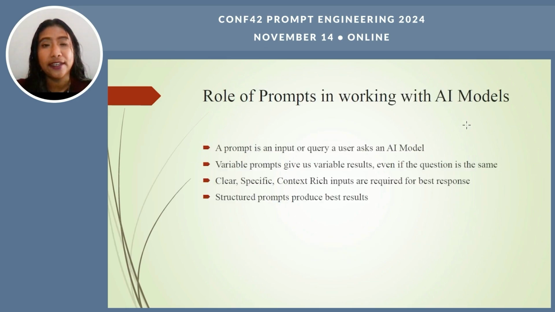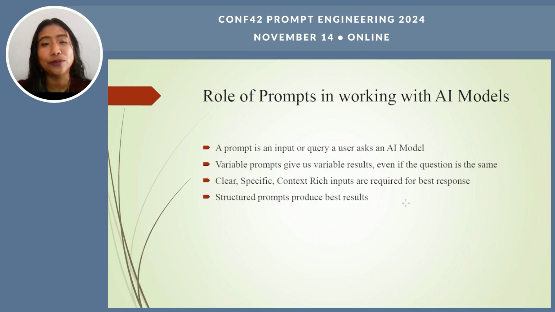Roles of prompt engineering in the workplace. Basically, a prompt is an input or query that a user asks an AI model. For example, what is the temperature today? Or, more specifically, what is the temperature in California today? Variable prompts will give us various results, even if the question is the same. The prompt should be clear and specific, and it should have context; then we will get the best response. Structured prompts produce the best results.